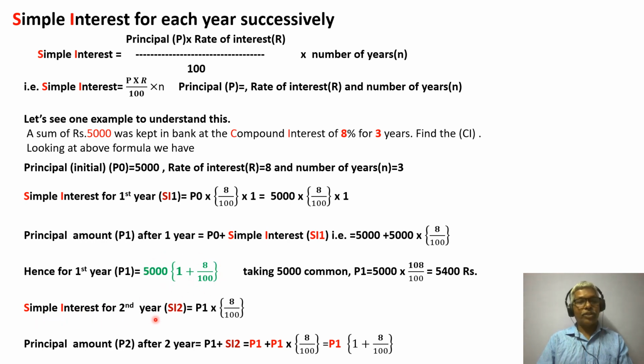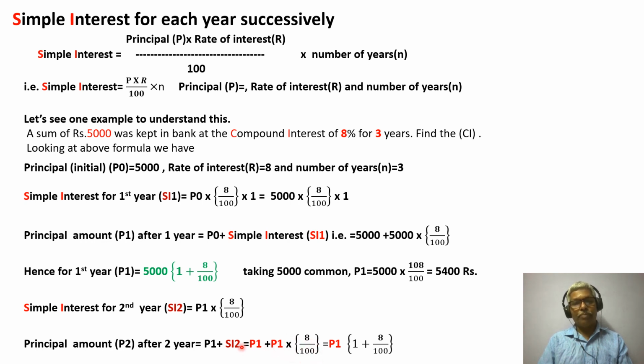Now simple interest for the second year, SI2. This was SI1, this is SI2. The formula remains the same, but here we take P1 into 8 upon 100. This was P0, this is P1 into 8 upon 100. So the principal amount P2 after 2 years is P1 plus SI2. Very easy. P1 you write as P1 only, and SI2 is P1 into 8 upon 100.